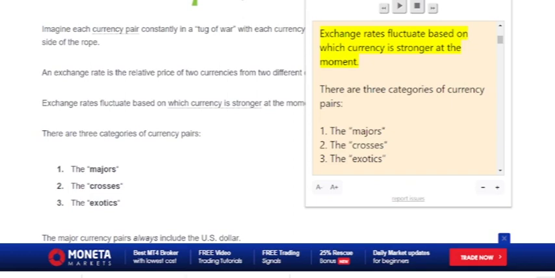That means every US dollar is equivalent to 1.02 Canadian dollars. So that's an exchange rate. Exchange rates fluctuate based on which currency is stronger at the moment. It can change.